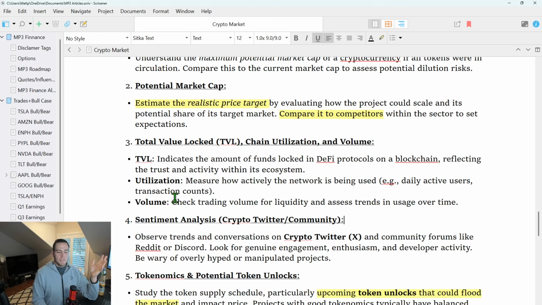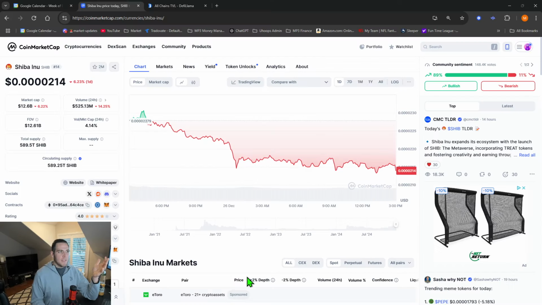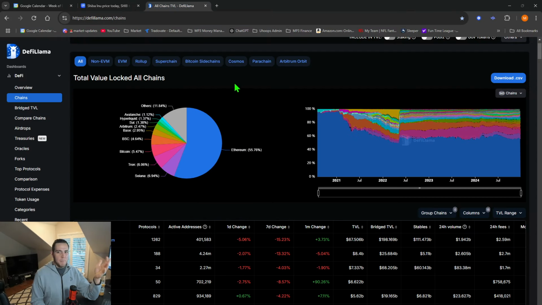Total value locked. So we are going to talk about some fundamentals. This is the fundamentals. Total value locked, chain utilization, and volume. Now to look at this, I use a website called DeFi Llama. So we're just going to take a quick peek at this. Go play around for yourself with this site.